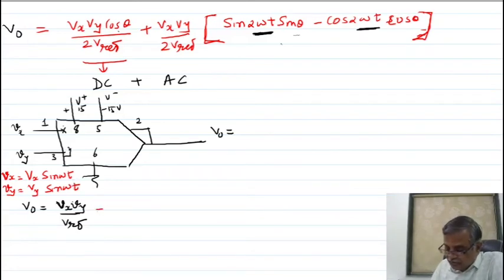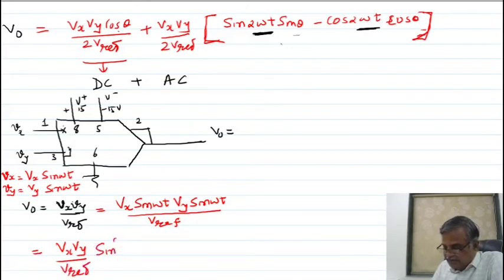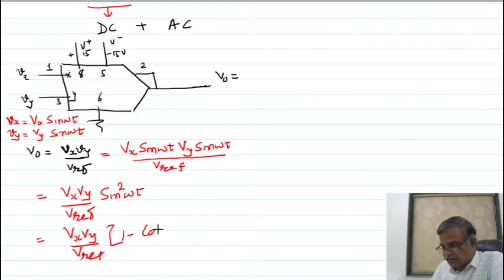Frequency is same, so I am getting Vx sin omega t, Vy sin omega t upon V reference. So I am writing Vx into Vy upon V reference multiplied by sin square omega t. And already you know this. What is sin square omega t? You know, Vx Vy upon V reference, this is another, 1 minus cos 2 omega t by 2.